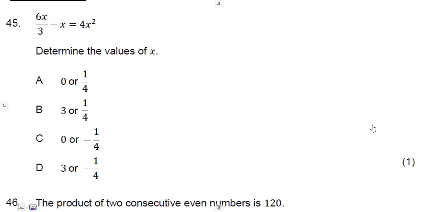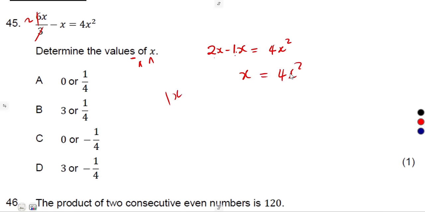On question number 45, another equation, determine the values of x. In this equation, 6x over 3, why can't we just divide 3 and this? That's 2. So that's going to be 2x there. Right? 2x minus x is equal to 4x squared. These are like terms, guys. So 2 minus 1, that's going to be 1x, which is same as x. Never be tempted to divide by x here, guys. It's a quadratic, remember. The exponent of 2 tells us that we must have what? 2 answers there.